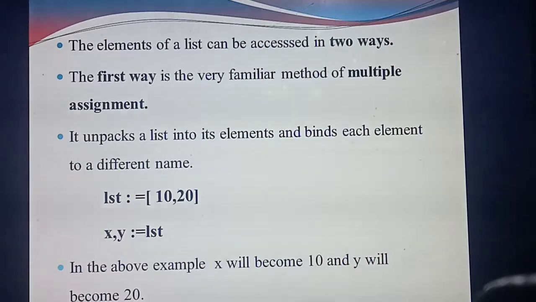Okay, what are the different names? Here only 2 elements are there. So how many names do you need to give? Only 2 names, x, y. So what's the value of x now? 10. What's the value of y now? 20. So understood the first method?